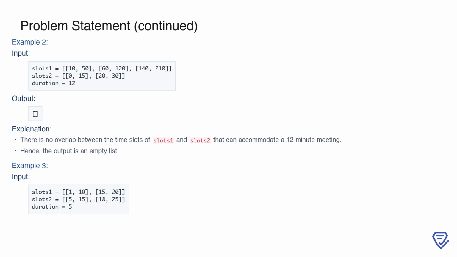Now, let's examine another example. Here, slots1 contains the intervals [10, 50], [60, 120], and [140, 210], while slots2 contains [0, 15] and [20, 30]. The required meeting duration is 12 minutes. As we analyze the intervals, we can see that there is no overlap between the two schedules that can accommodate a meeting of this length. Even though there are some overlaps, none of them meet the 12-minute requirement. As a result, the output for this example is an empty list, indicating no suitable time slot was found.